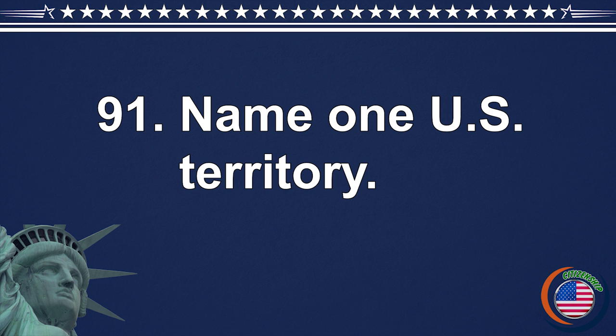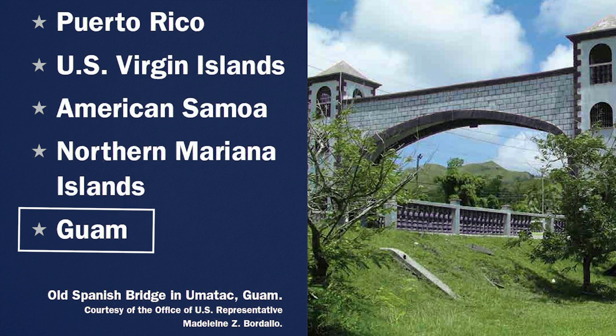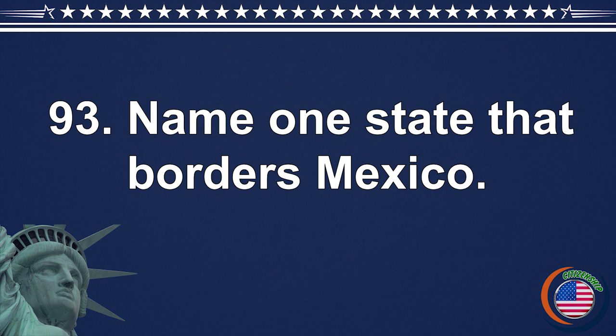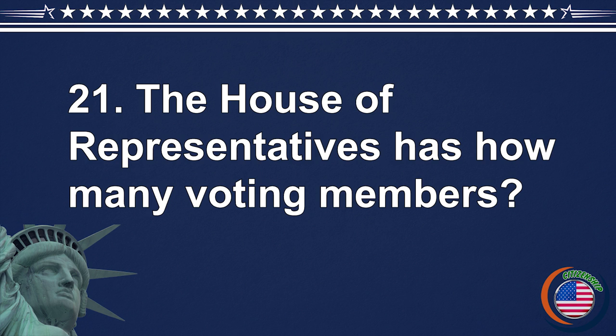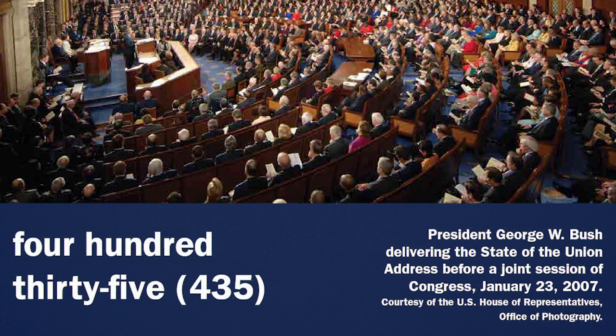Name one U.S. territory. Guam. Name one state that borders Mexico. California. The House of Representatives has how many voting members? 435.